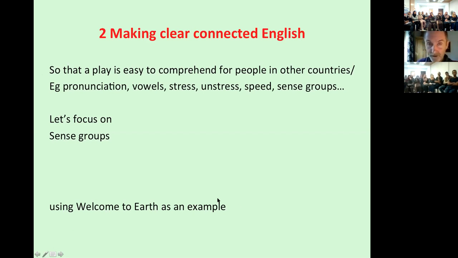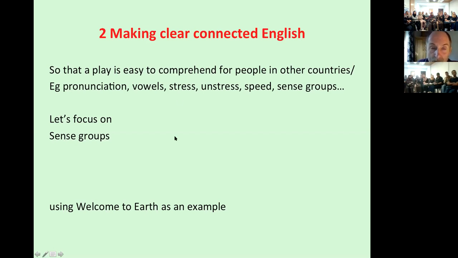It's not absolutely fixed what is a sense group, but they are the words which go together, the words which are connected up. So if we look at this, so that a play, you can hear that in each case I don't say so, that, a, play separately, but so that a play. All those words are joined together. And likewise here, is easy to comprehend. So you have one sense group, so that a play, another sense group, is easy to comprehend.